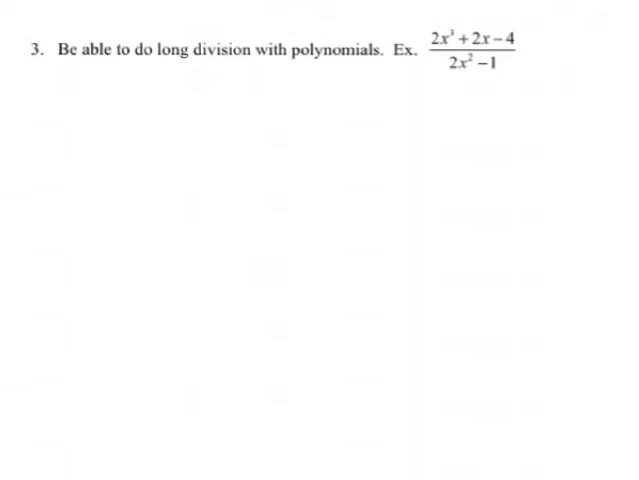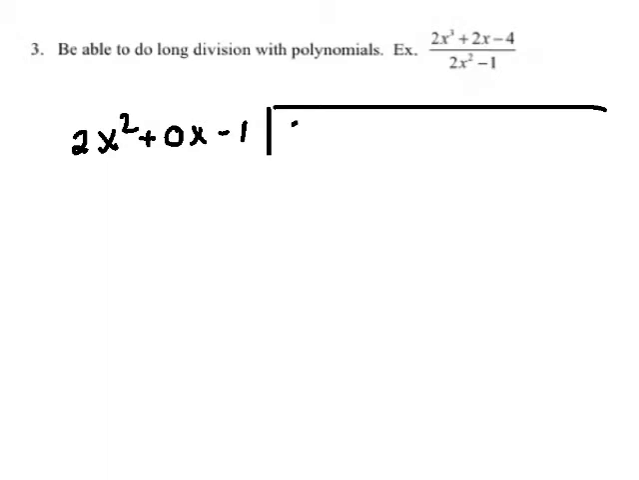In question number 3, we're going to review long division. So let's go ahead and do that. We have our divisor dividing into our dividend. Our divisor is 2x squared, and notice there is not an x value, so make sure you put a placeholder there, plus 0x minus 1. You're going to divide that into 2x to the third, and notice you do not have an x squared, so put a placeholder, 0x to the second, plus 2x minus 4.